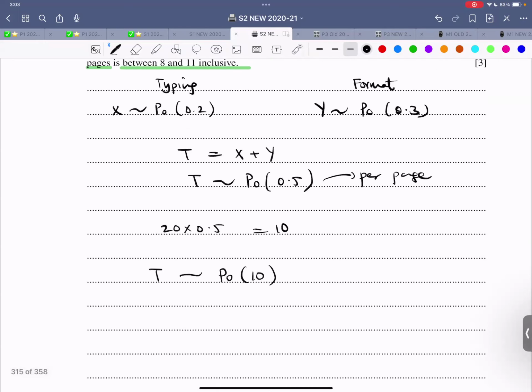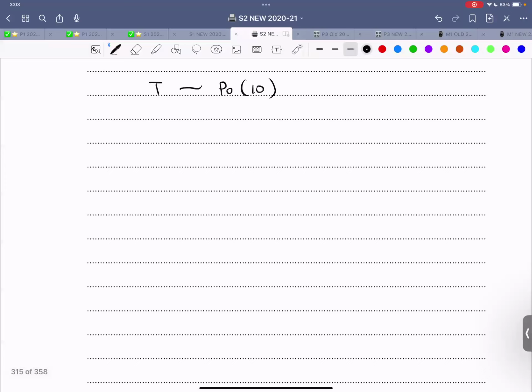Normal approximation is not needed here. This is basic. Between 8 and 11: probability T lies between 8 and 11. That is e raised to the power of negative 10.